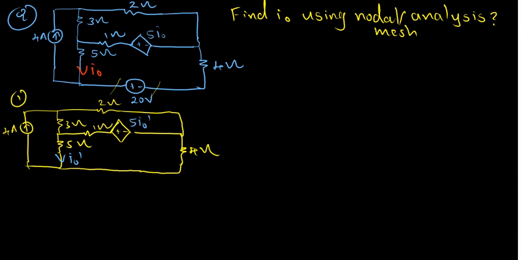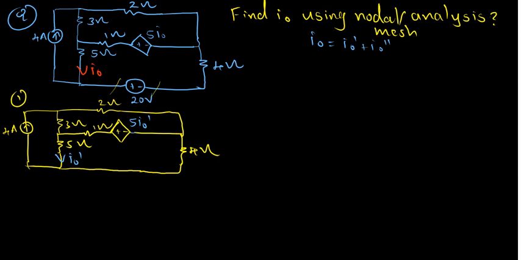Then, for the other case, I keep only the voltage source without the current source, and that time I put I naught double dash. So I naught is equal to I naught dash plus I naught double dash. I need to find I naught dash and I naught double dash. First, I find I naught dash.